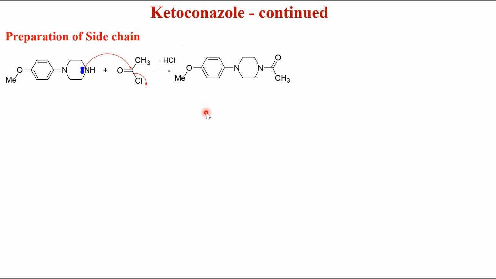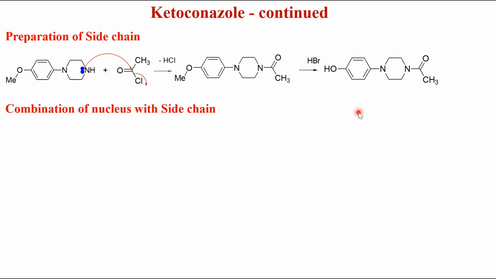This, if I hydrolyze by using hydrogen bromide, I'll get the corresponding N-phenol N-acyl piperazine. The side chain which I have constructed, I have to treat with the nucleus and combine. Then I can get the ketoconazole.